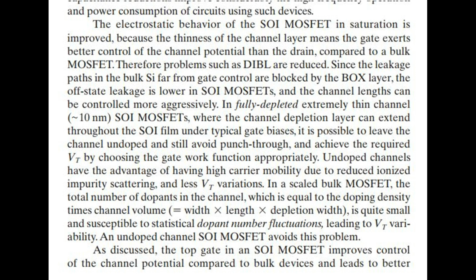In a scaled bulk MOSFET, the total number of dopants in the channel, which is equal to the doping density times channel volume, equal width times length times depletion width, is quite small and susceptible to statistical dopant number fluctuations, leading to threshold voltage variability. An undoped channel SOI MOSFET avoids this problem. As discussed, the top gate in an SOI MOSFET improves control of the channel potential compared to bulk devices and leads to better scalability.